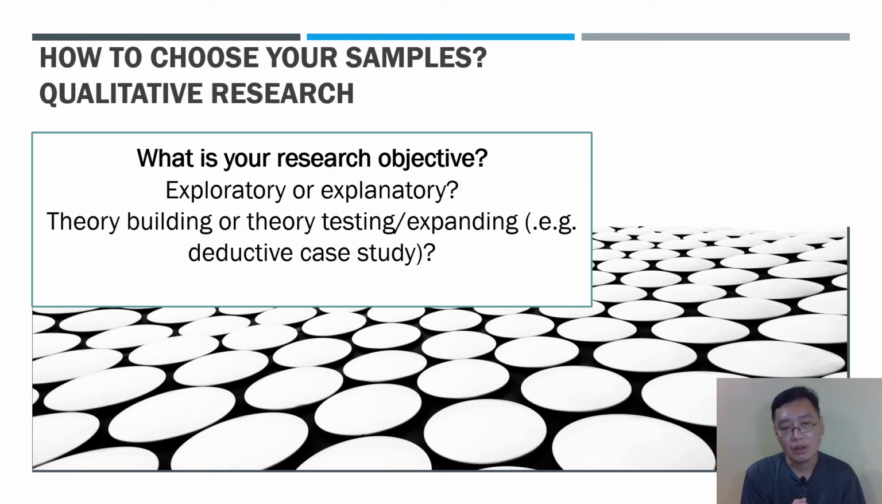Now let's talk about qualitative research. The decision of selecting sample is still also based on your research question. But in qualitative research, then we need to consider whether you are looking at an exploratory study or an explanatory study. Exploratory study basically is looking at theory building, meaning to say you don't have a theory in that area, so you want to build theory. Or explanatory is probably an area where there is a theory being developed, but you want to see how the theory works, or maybe with the objective of expanding the theory.